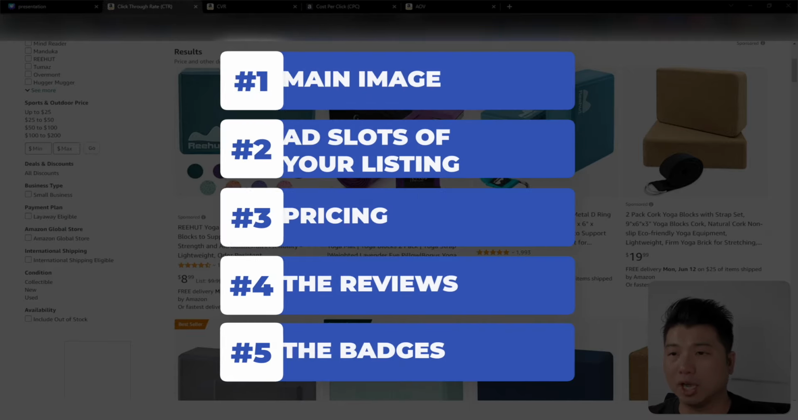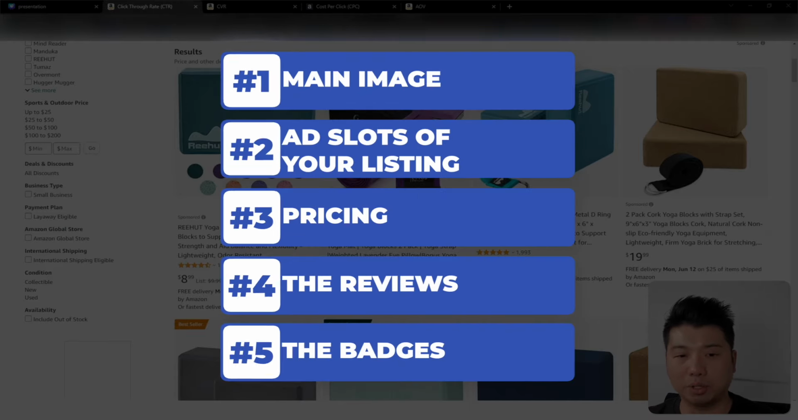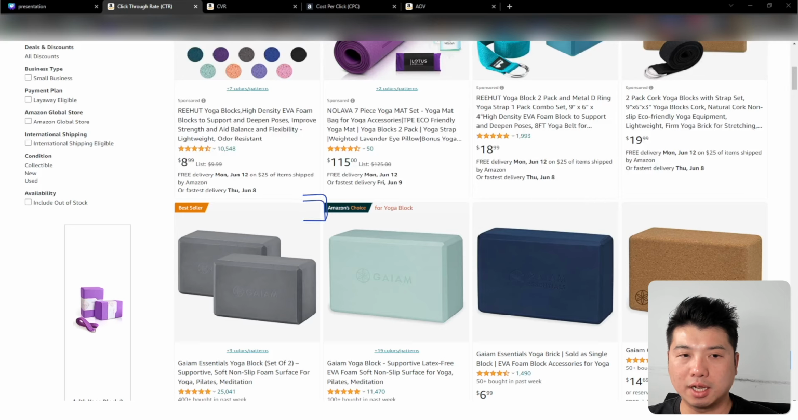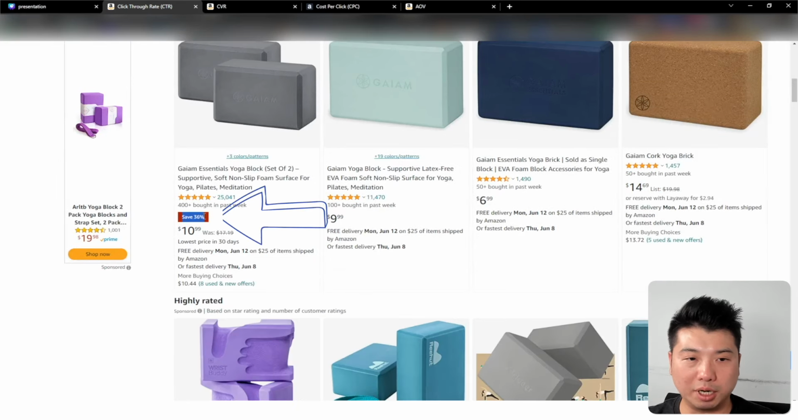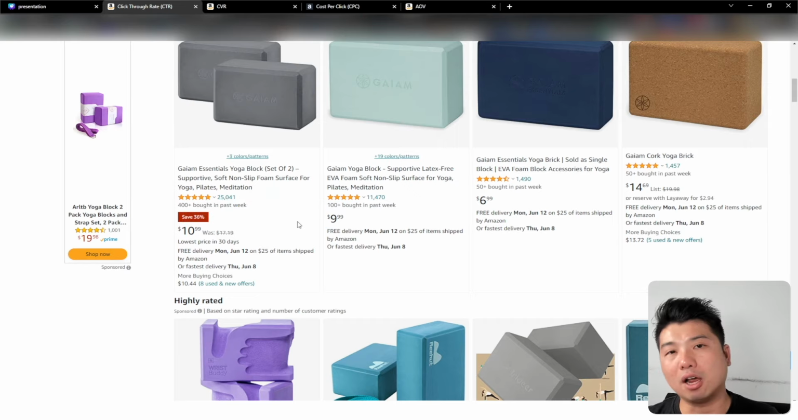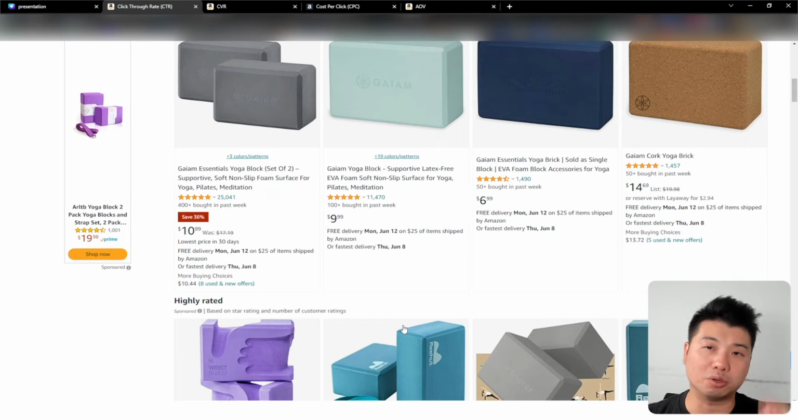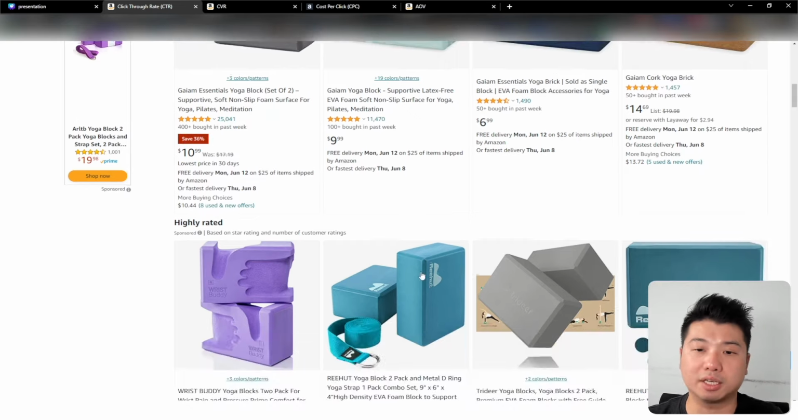Another thing that you could look to do is also the badges right here. See like the bestseller badge, the Amazon's Choice badge, and also you can see these discount badges. They also help to drive CTR, to make your listing a bit different than the competition.